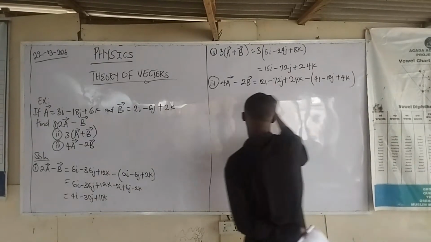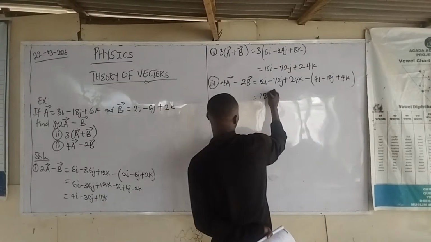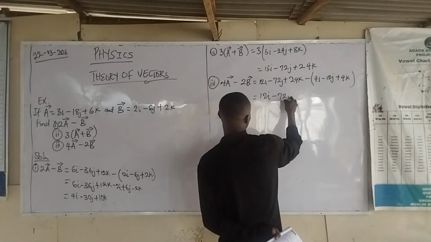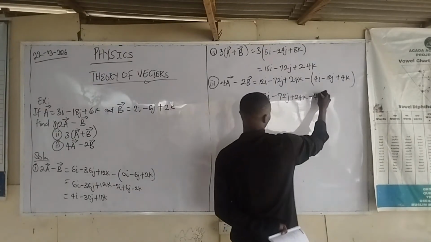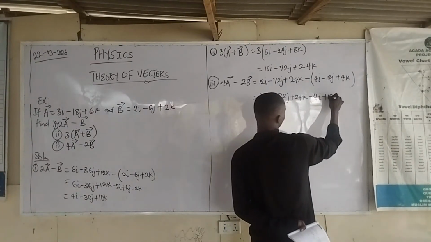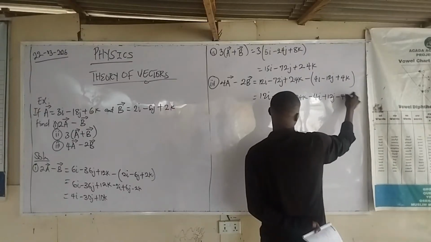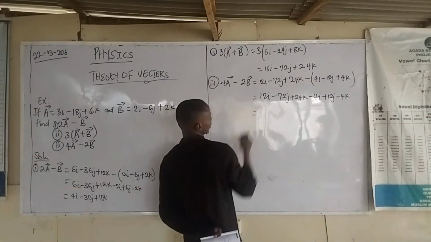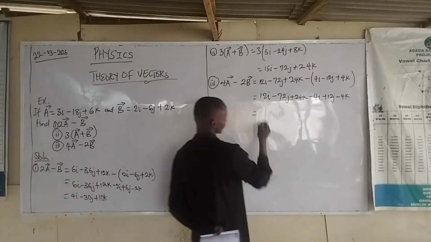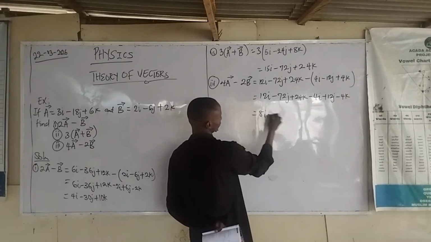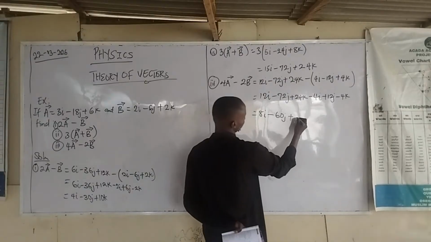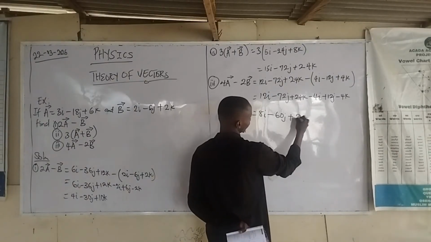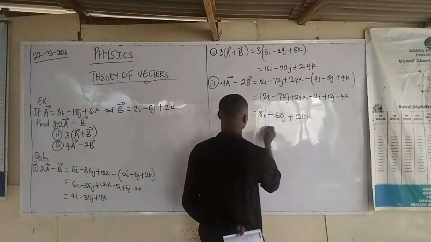So if we open the bracket, what do we have? 12i minus 72j plus 24k minus 4i plus 12j minus 4k. So what do we have here now? 8i minus 60j plus 20k.